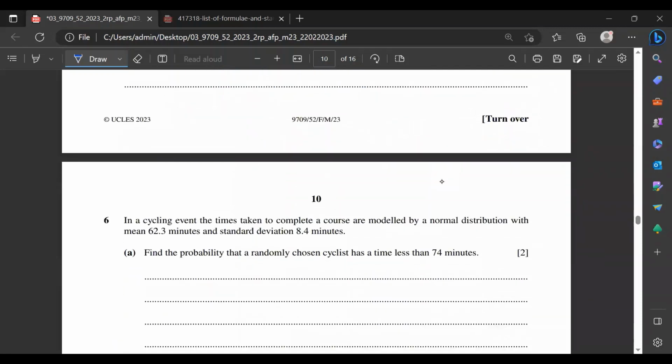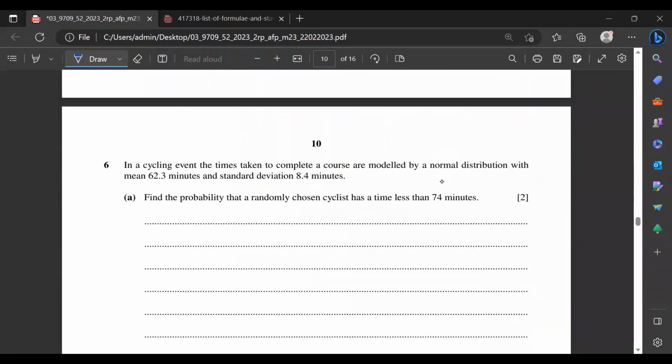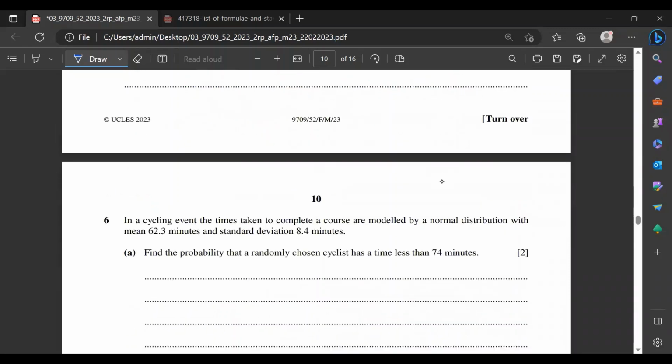Now, the next question is the sixth question. In a cycling event, the times taken to complete a course are modeled by a normal distribution. So this is a normal distribution question. For the binomial and the geometric, we need to think of whether it is binomial or geometric. But for the normal, the situation is quite clear, because the question clearly mentions that it is a normal distribution. So there's no doubt about it.